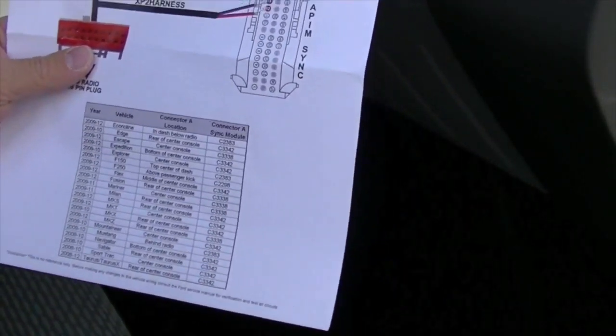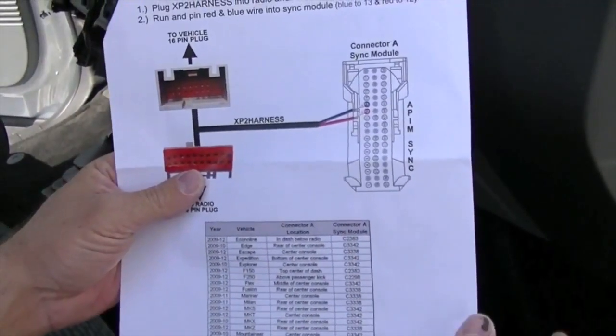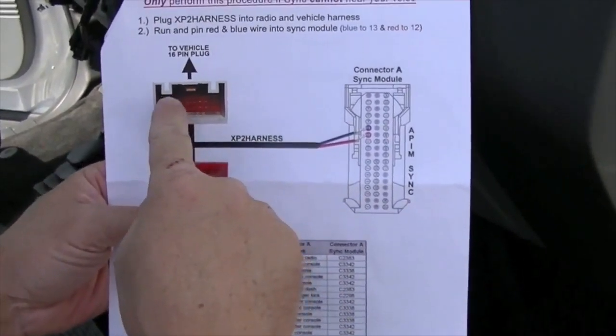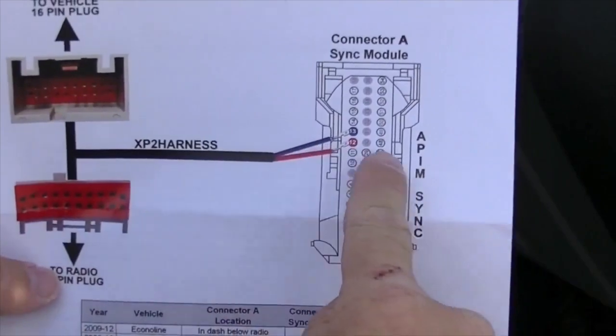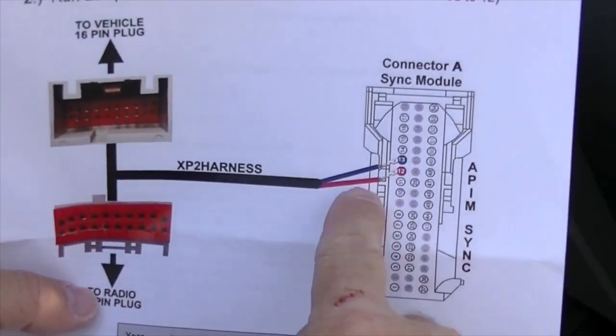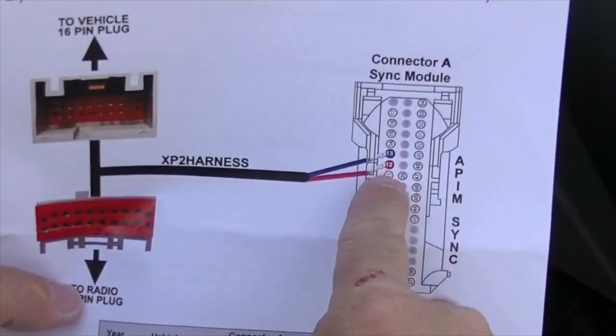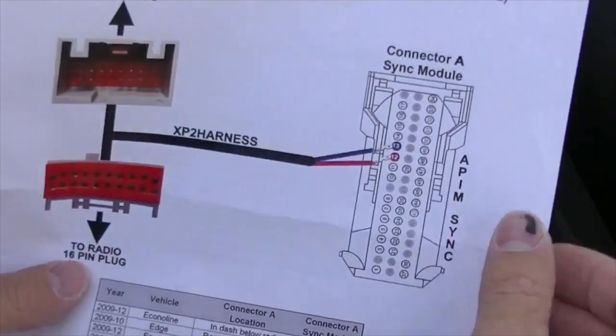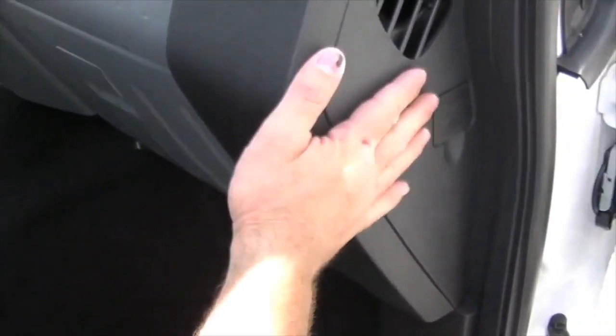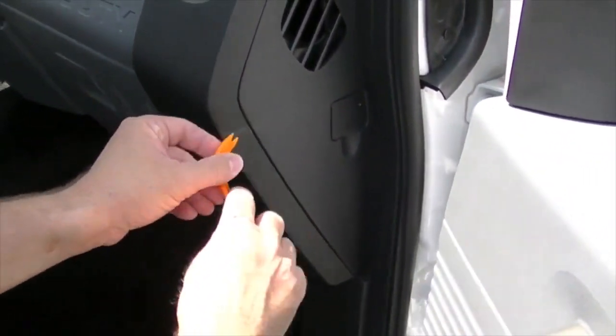So what we're going to do now is we're going to install this cable here. This is basically how it looks. You have a female and a male, which will plug in the back of the radio. It'll route to your sync module connector, and the red will be pinned into 12, and the blue wire will be pinned into 13. And the Super Duty truck, as I mentioned, it's going to be right back here on the right A-pillar.